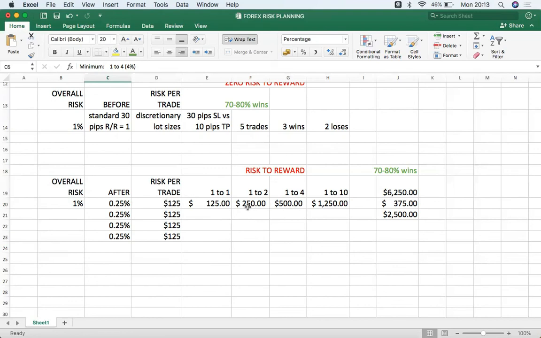Okay, 1 to 4, $500. But their risk is still $125 if they lose this trade. 1 to 10, $12.50. And in this case, let's say you're trading a 50K account, you can comfortably trade with a lot size of one lot size. So that would ideally mean that you're taking a pip loss of 12.5.